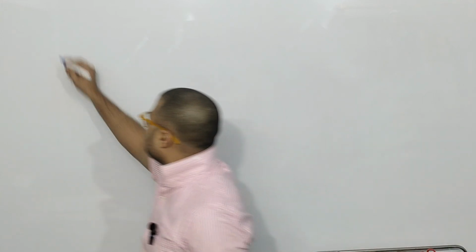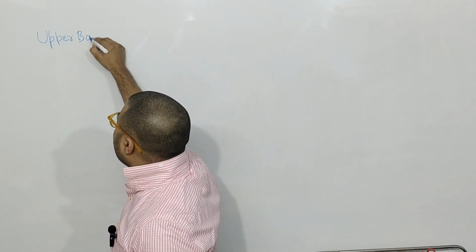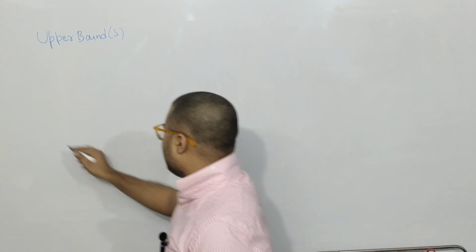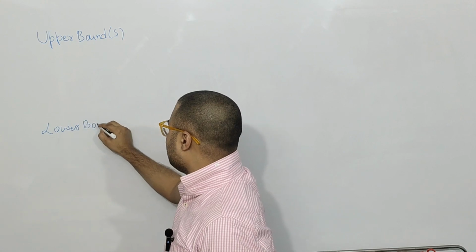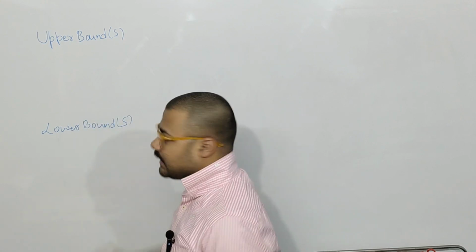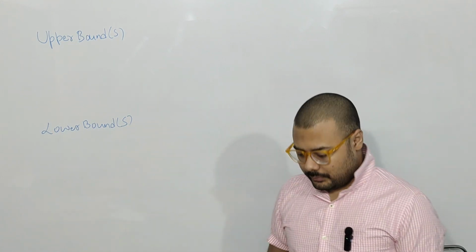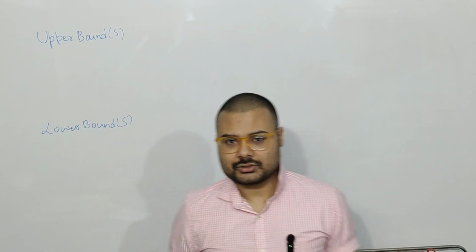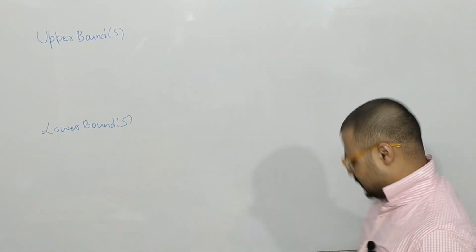Now in this video, we will see what is the upper bound of any set S, and what is the lower bound of the set S, where S is any subset of the partial order set in consideration. So let me draw a Hasse diagram.